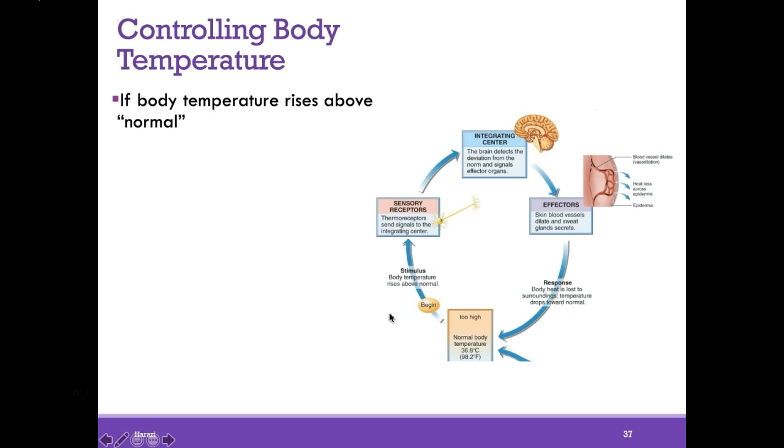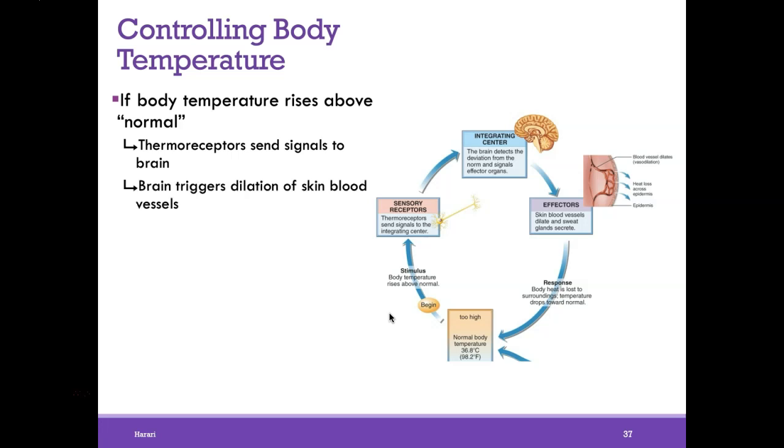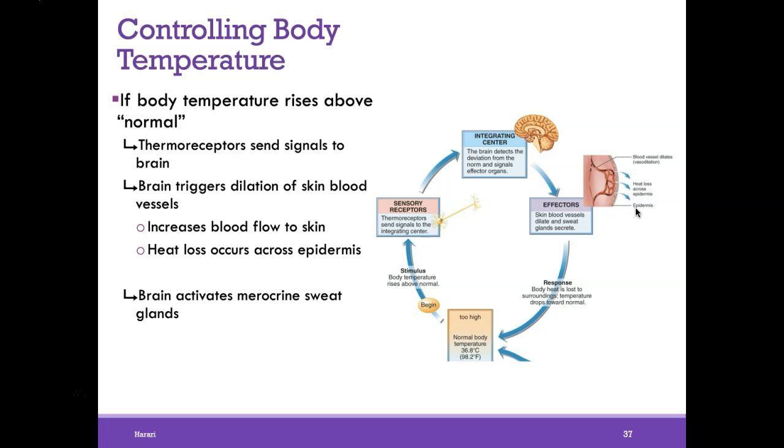If our body temperature rises above normal, the thermoreceptors in our skin can send signals to the brain. The brain will detect the deviation from the norm and will then trigger the vasodilation of the skin's blood vessels. So the skin blood vessels will dilate, and that will increase the heat that's lost across the epidermis. Similarly, the brain will activate Merocrine sweat glands, so sweat will be lost and we'll have evaporative cooling. And as a response, our body heat will be lost to the surroundings, the sweat will cool us off, and temperature will drop toward normal.